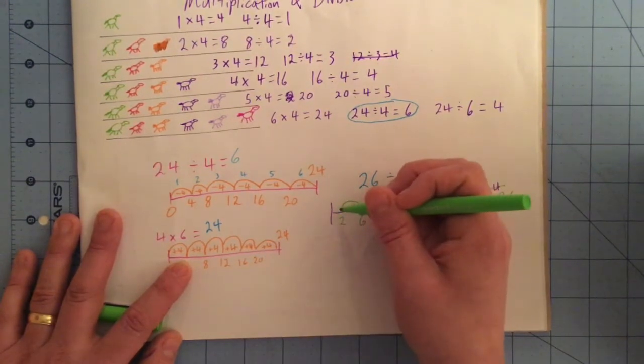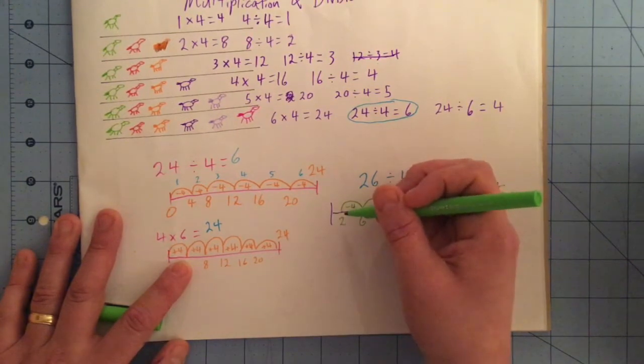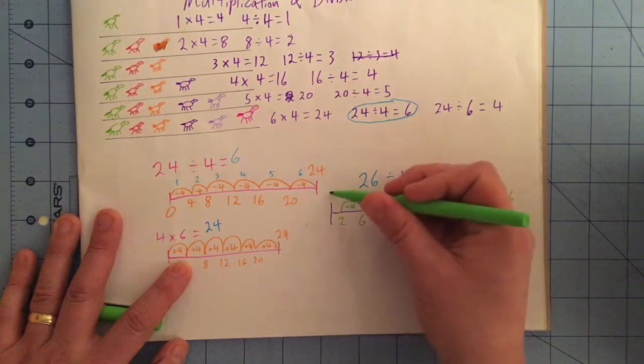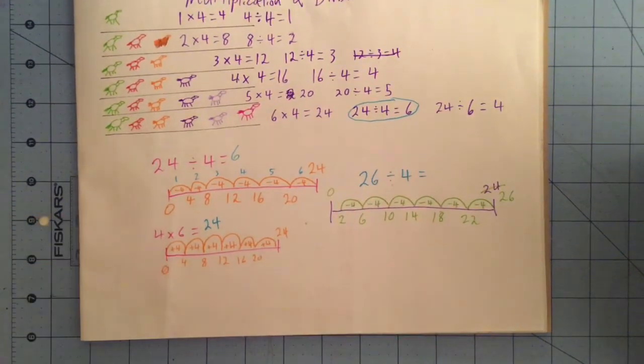And then, wait a minute, I cannot jump another minus 4, because then I would be on this side of the 0. That would get me into negative numbers. We don't work with negative numbers in third grade, at least not yet. So I have some extras.